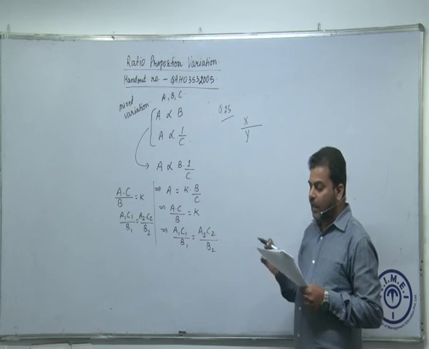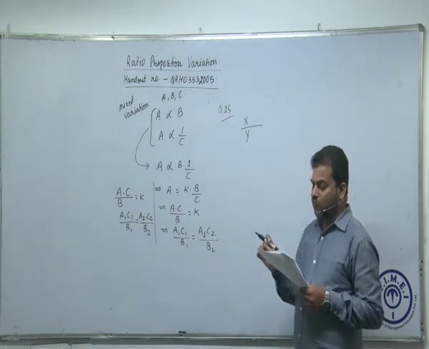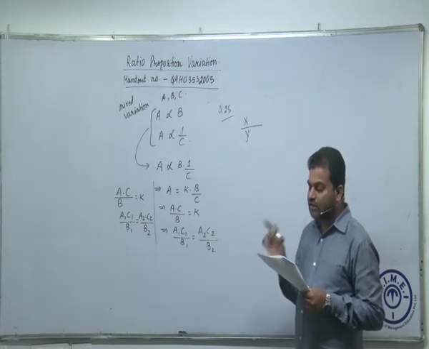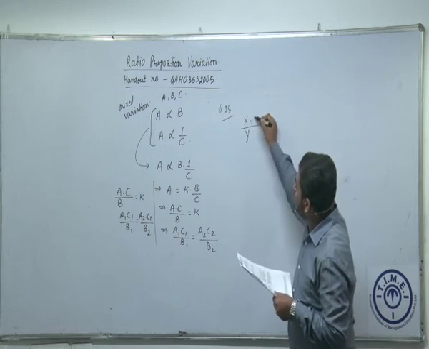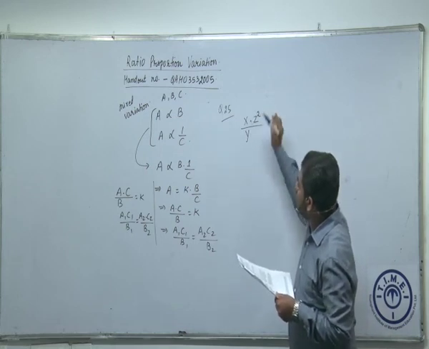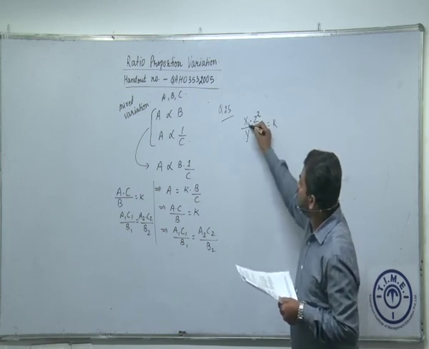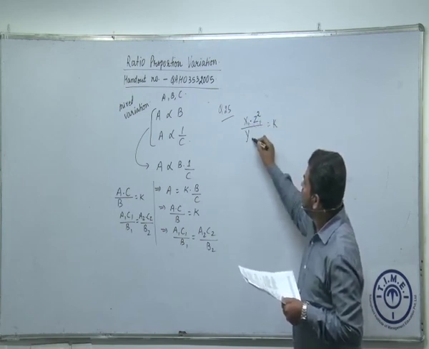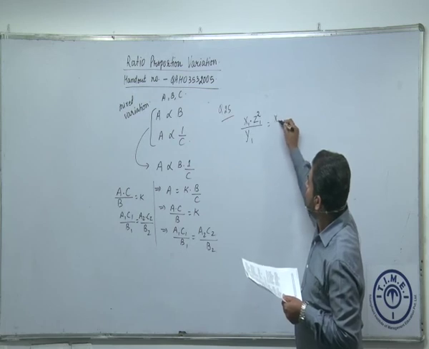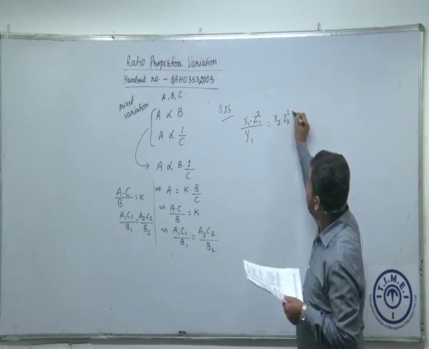And inversely with square of Z. X varies inversely with square of Z. So can we say X multiplied with Z square must be a constant? So this is a constant, which means x1 into z1 square by y1 will be equal to x2 into z2 square by y2.